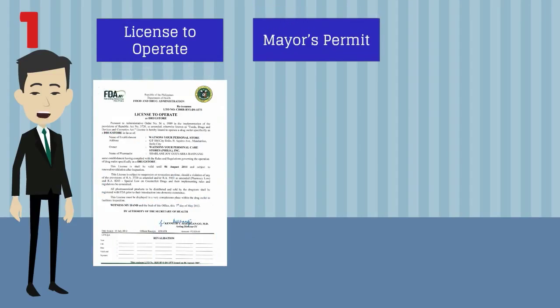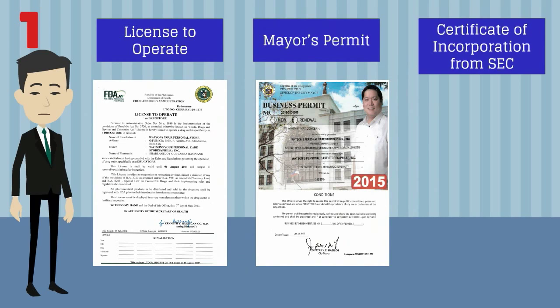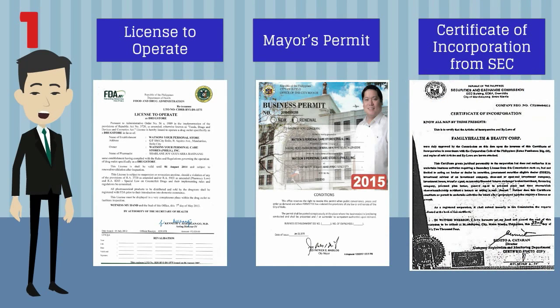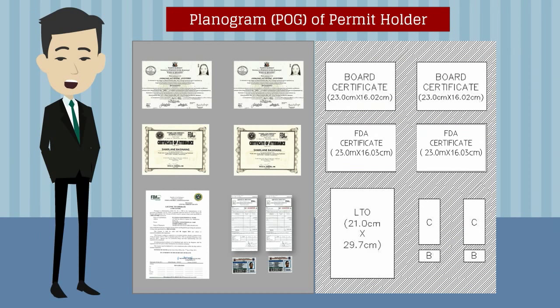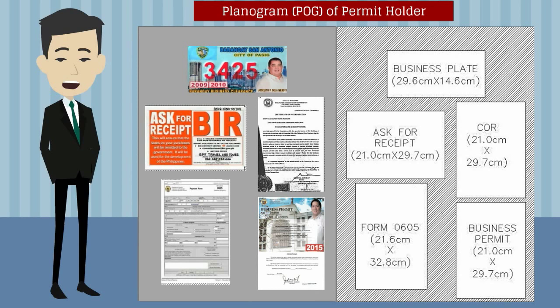First documents inspected are license to operate, mayor's permit, and certificate of incorporation from SEC. Next is the permit holder. It contains the planogram of the different important documents for both pharmacy and government-issued permits. For permit holder containing our PH credentials, it includes the LTO, Board Certificate of the Pharmacist, PTR, PRC ID, and Certificate of Attendance for Seminar. While, for the permit holder under government-issued permits have the business plate, ask for receipt, 0605, Certificate of Registration, and business permit.